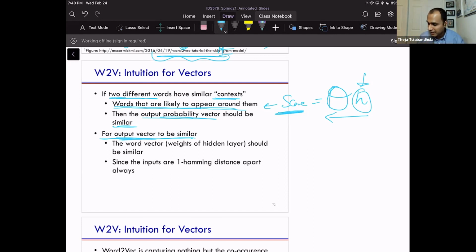Because the output vector, whatever the score vector or the probability vector, if they have to be similar, then the word vector has to be similar, because there's only a simple linear transformation going on, right? So that's the key idea here.